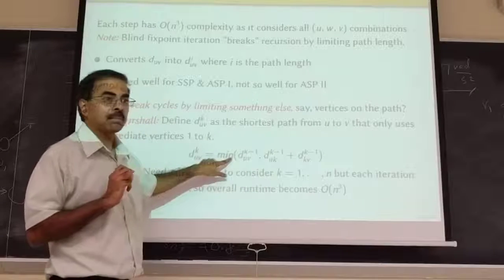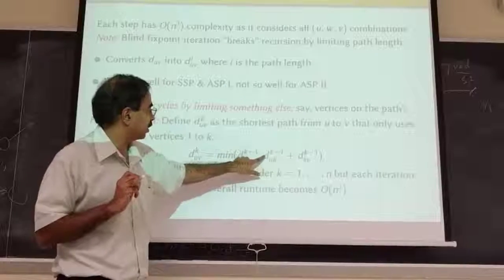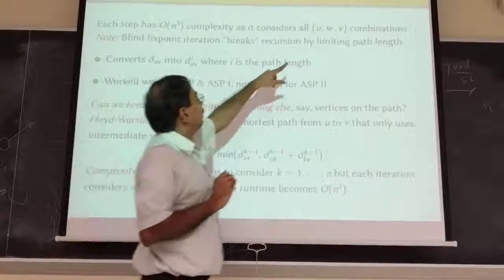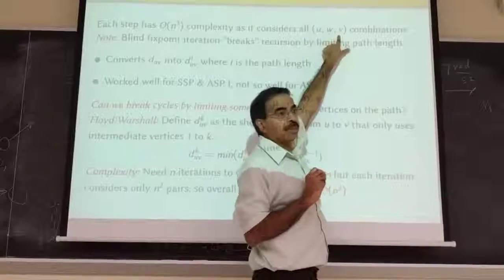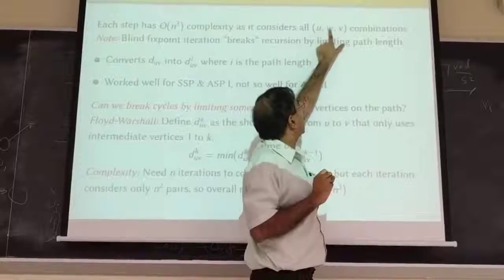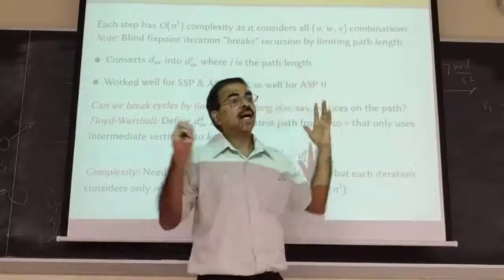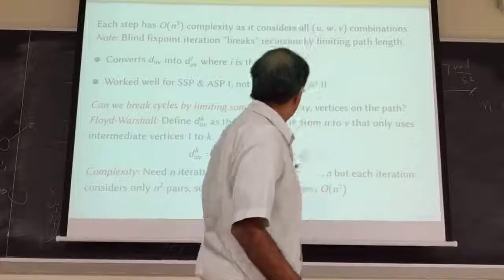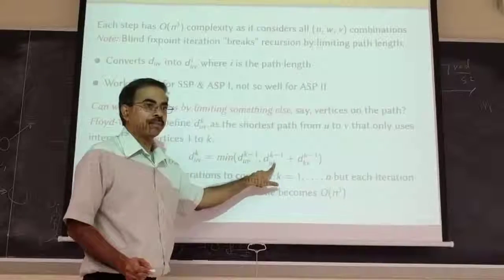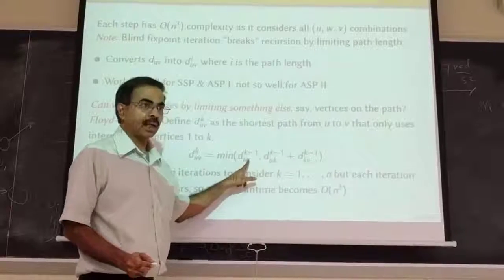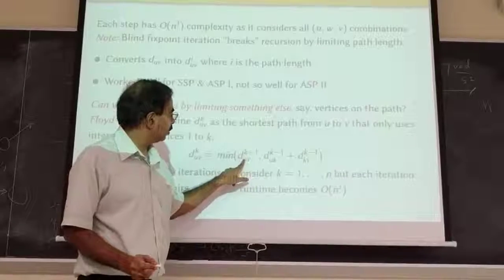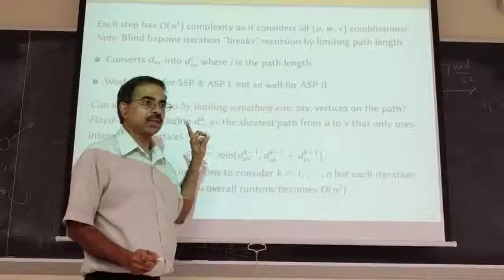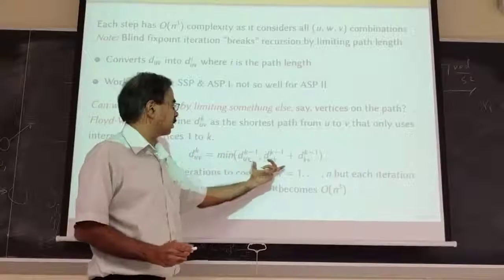So the k is fixed here, right? The vertex k is fixed here, whereas in the previous thing we had u, v, and w. So there are n choices for this, n choices for this, n choices for that, and that's why we had an n cube algorithm there. Whereas here, k is fixed. You have only u and v that are not fixed, which means that u has n choices, v has n choices. So there are n square choices.